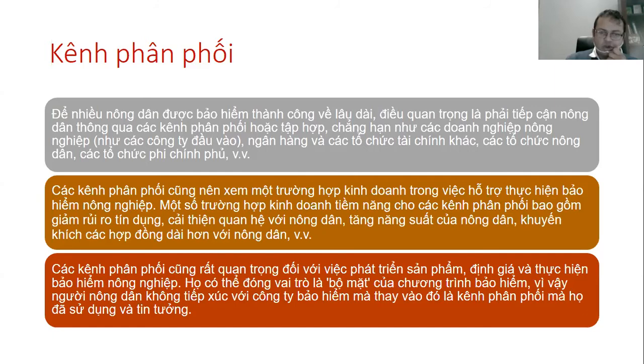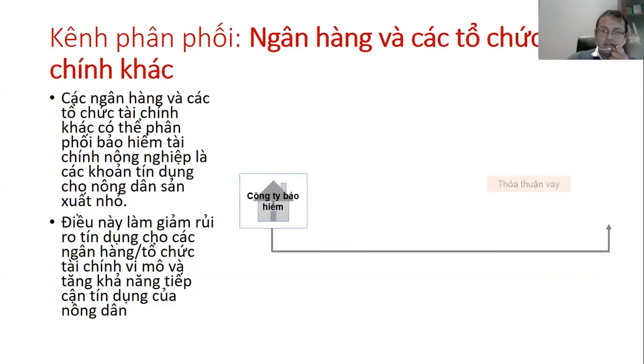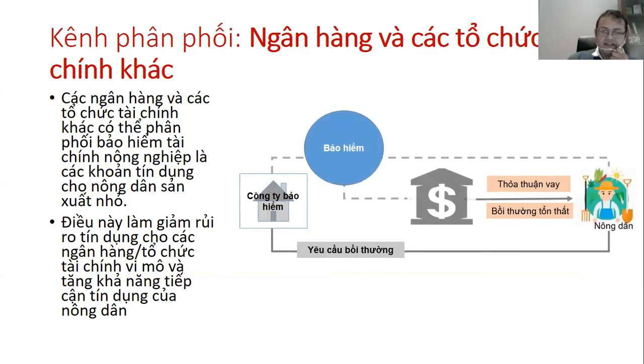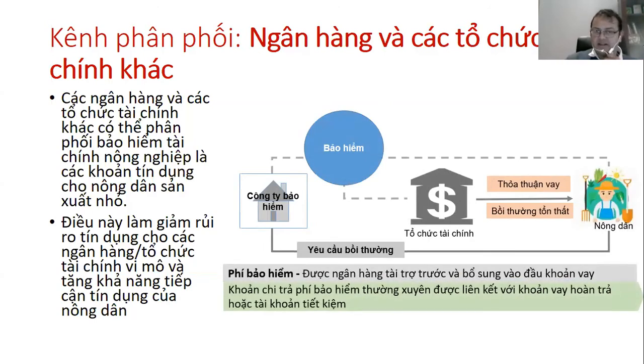In the next slide, we look at the model related to the financial institutions. Financial institutions such as banks and other financial institutions can distribute insurance linked to specific agricultural loan products. So for example, let me give a quick example of this from a real scenario.